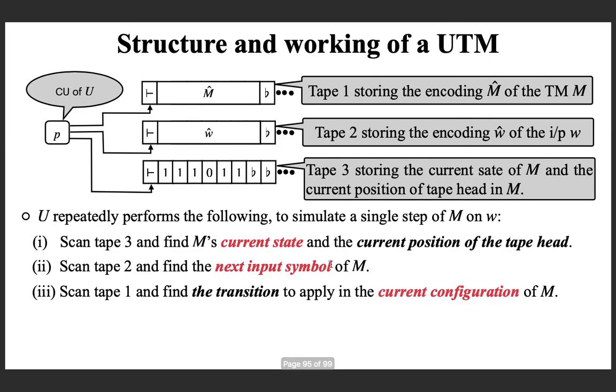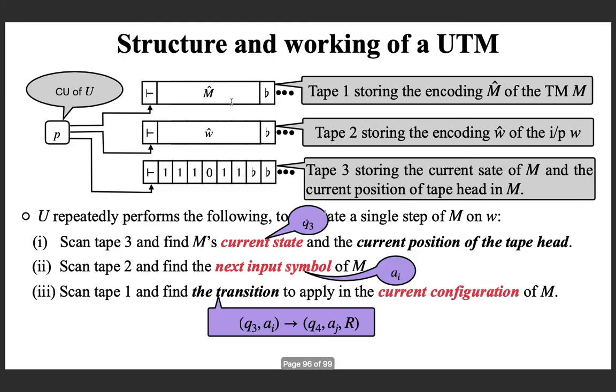And in the third step, now you know the current state and current input symbol, and with this you go to the encoding of the Turing machine M and see what transition can be applied in the current configuration. I say the transition because I assume that M is a deterministic Turing machine. For example, suppose the current state that you are finding from here is Q3, and the next input symbol given by the second tape at cell 2 is the ith alphabet symbol, Ai. Then you need a transition for when you are in Q3 and reading Ai as input. Suppose it is given like this.